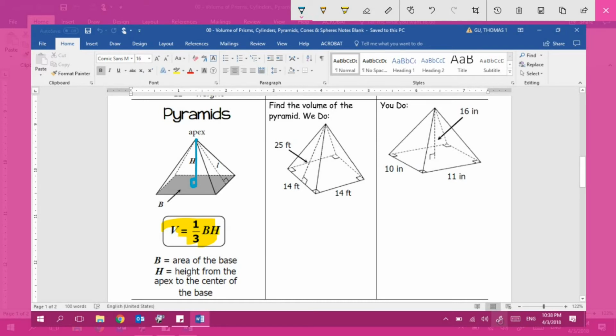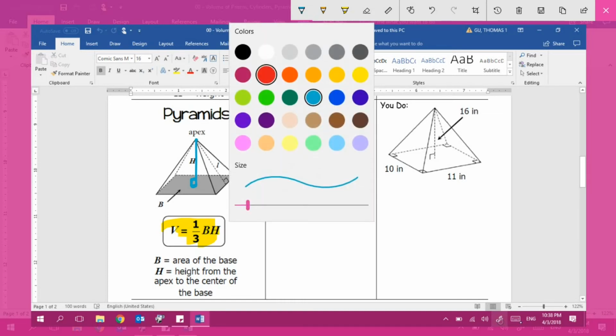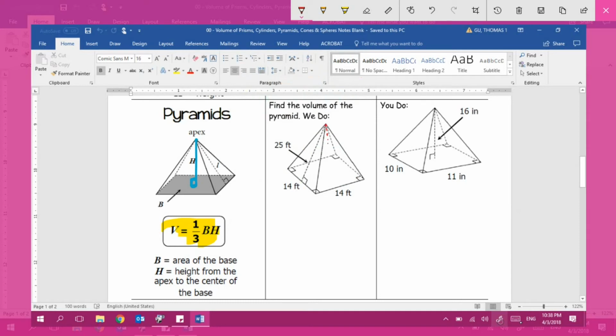So sometimes you gotta find the apex. So look at this example. I'm gonna do the we do right here. Do I have the apex here? No, because remember the apex is supposed to go from up here, the very top, down to the center of my shape, and it's gonna be a right angle right there. So how can I find this?